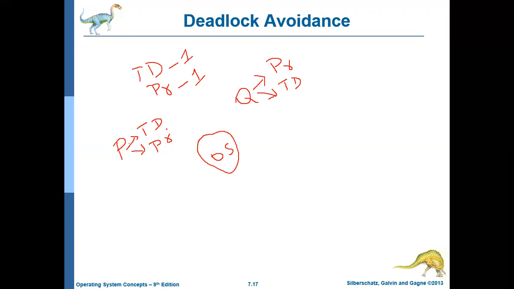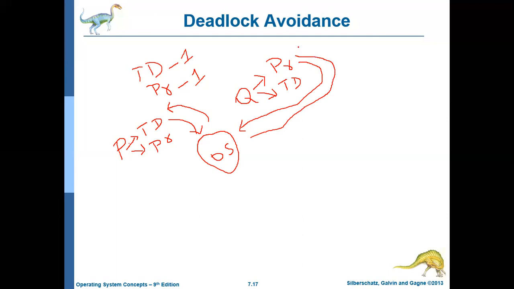Say process P first requests the tape drive from the operating system, and let us assume the operating system has granted the tape drive to process P. Similarly, say meanwhile process Q requests the printer, and the operating system offers the printer to process Q. Now the system has only one printer and one tape drive. The tape drive is with process P and the printer is with process Q.